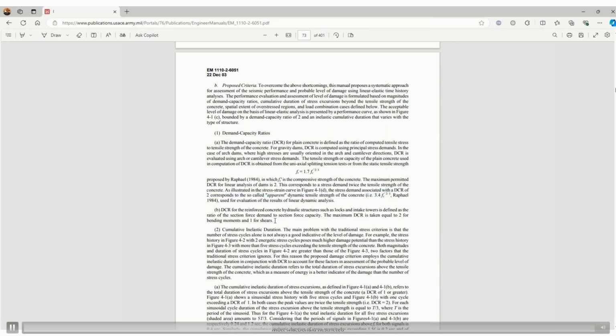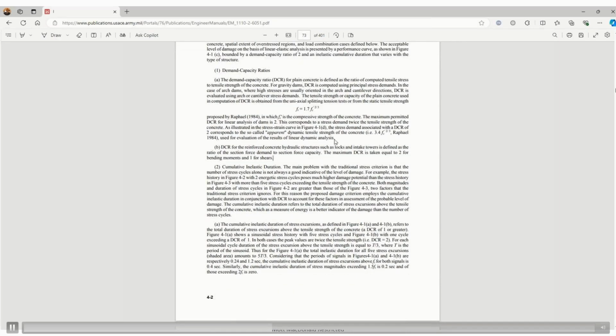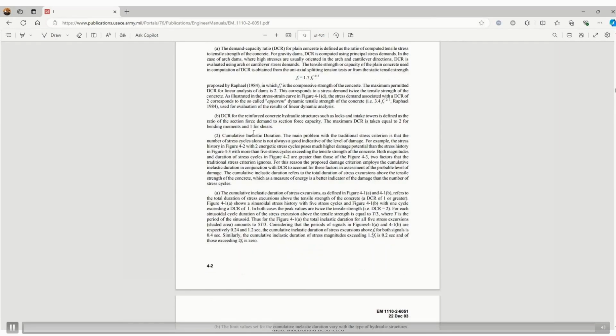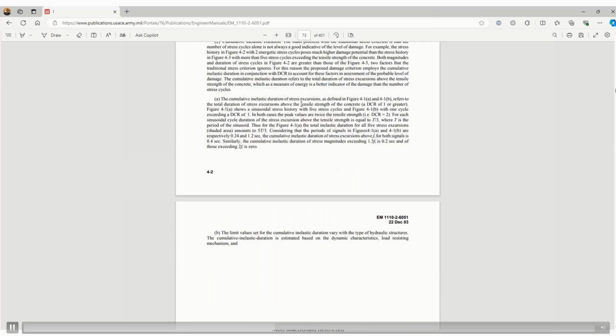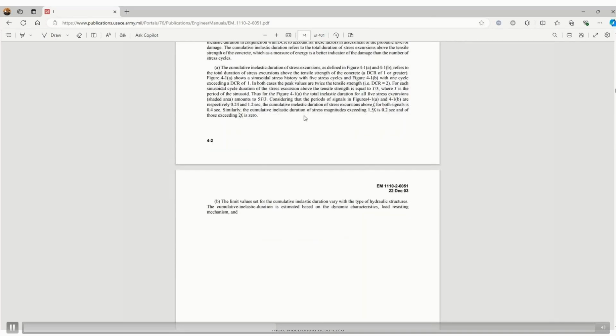Okay, Raphael's formula for DCR of 2, this will be multiplied by 2. So this is what has been mentioned. DCR of reinforced concrete hydraulic structures is defined as the ratio of section force demand to the section force capacity. So these are for the reinforced concrete structure. So we are performing our analysis for a concrete gravity dam.